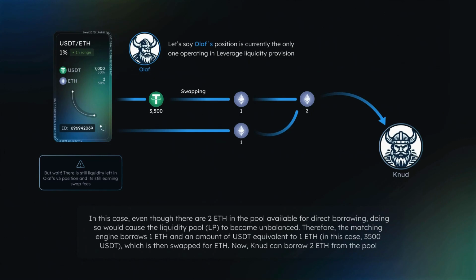Let's say that Olaf's position is currently the only one operating in leverage liquidity provision. Let's remember, his LP position consisted of 10,500 USDT and 3 ETH. Even though there is 2 ETH in the pool, available for direct borrowing, doing so would cause the liquidity pool to become unbalanced. So the matching engine will borrow 1 ETH and an amount of USDT equivalent to 1 more ETH. In this case, that is 3,500 USDT, which is then swapped for ETH. That enables a trader to borrow 2 ETH from the pool as he wished.